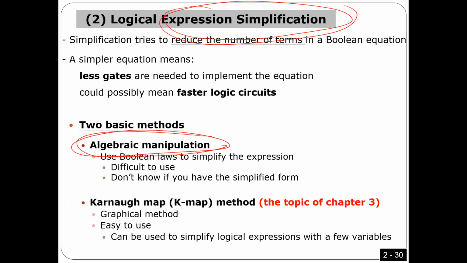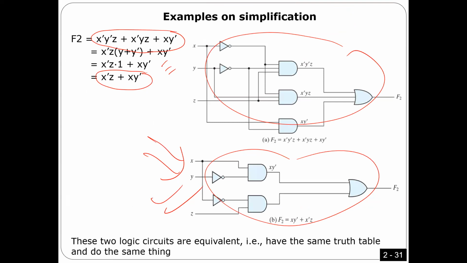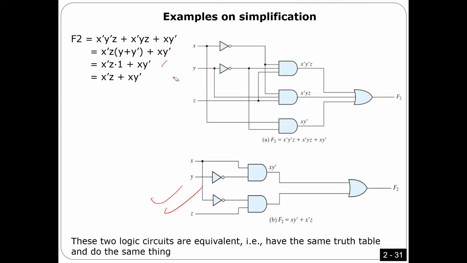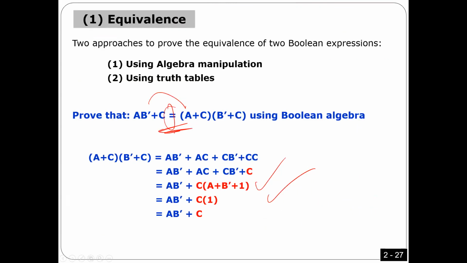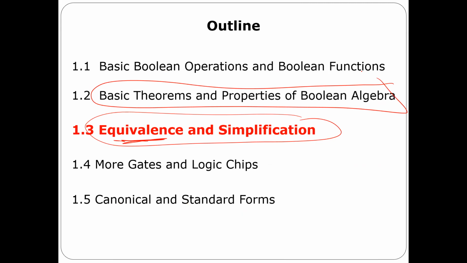One is using algebra manipulation. The second one is using K-maps. In this chapter, I'm going to explain this one. In the next chapter, I'm going to explain this one. So let's start with this one. Here, all I'm going to do is use the theorems I explained in this section, the Boolean algebra theorems. I'm going to use them to do the simplification. You got what I'm saying?